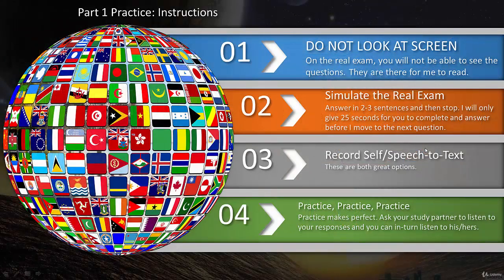So, first thing, don't look at the screen. On the real exam, you will not be able to see the questions. The questions will appear momentarily on the screen for me to read the question. You should not be looking at the screen. Turn the computer away from you. Listen to my voice. I'm going to say the question, and then you immediately go ahead and give your answer.